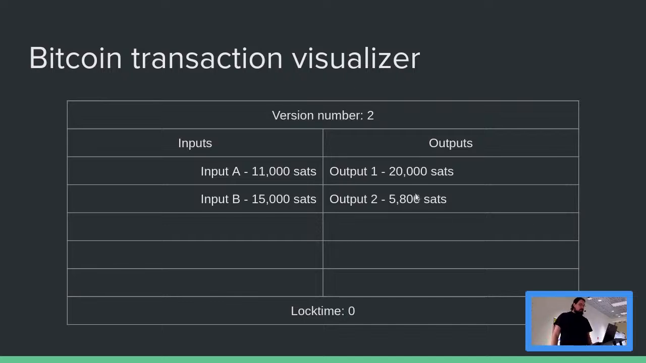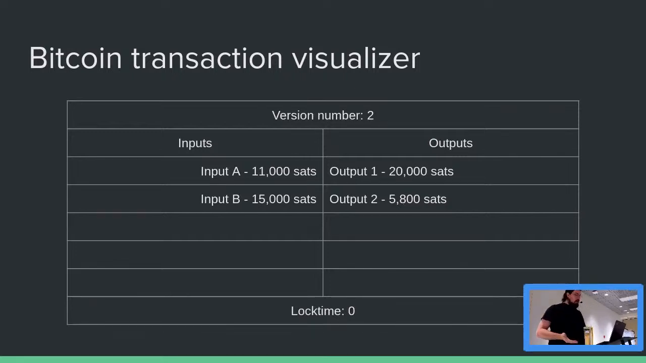And then he's got to say, all right, whoever I'm sending money to, I want to send him 20,000 sats. And then he creates this thing called change, where 11,000 plus 15,000 adds up to 26,000. That's more than 20,000, so he's got 6,000 left, right? So he sends that back to himself, and we call that a change output. And then he pays a little bit of it as fee to miners. I'm having him do a 200 sat fee. So that's kind of what a Bitcoin transaction looks like in Excel.